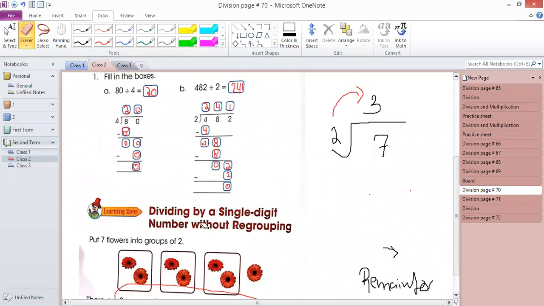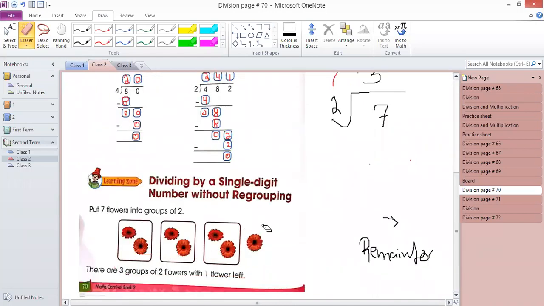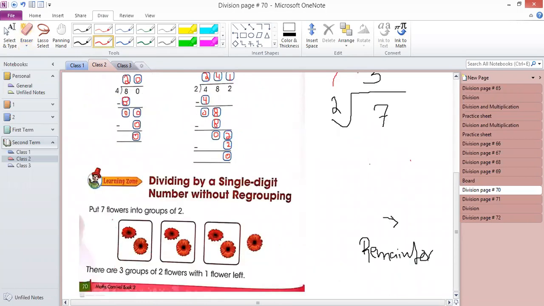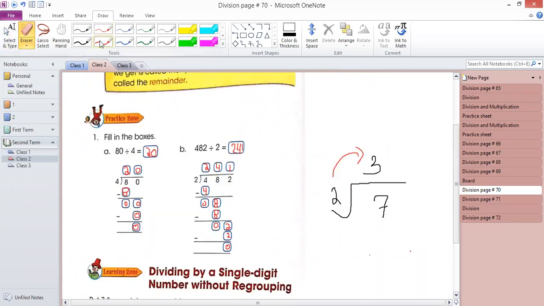If you divide 7 flowers in groups of 2, there will be 3 groups. You can see the example here. Now, what is the next step? The next step is to multiply this 2 by 3. 2 3s are 6. And write it exactly below the 7.